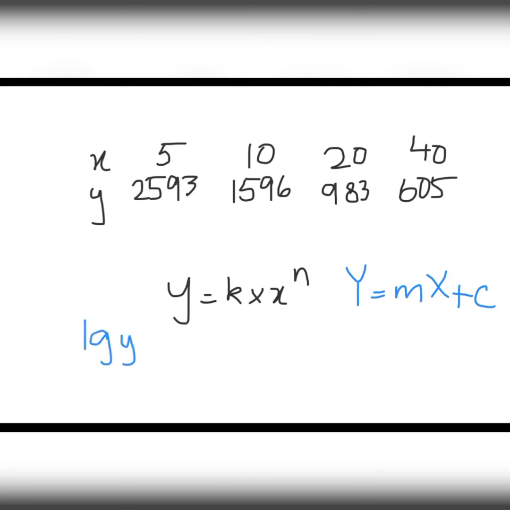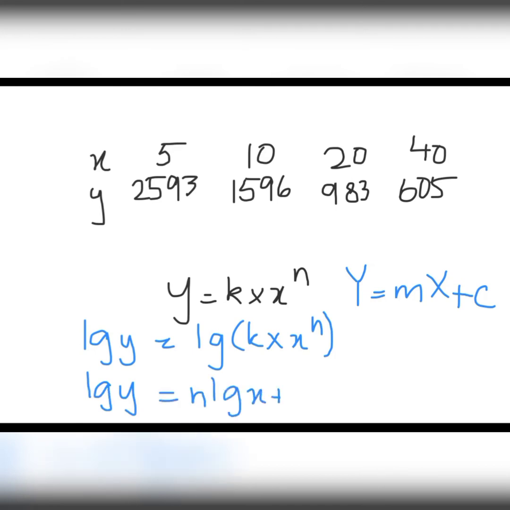LGY equals LG of k into x to the power n. This becomes LGY equals n LGX plus LGK, and this is in the form y equals mx plus c. Capital Y is LGY, n is the gradient m, LGX is capital X, and the intercept is LGK. Now, using this, what can I do? I have LGY and LGX.